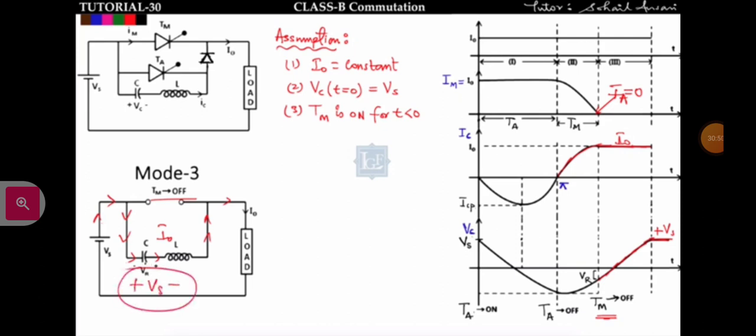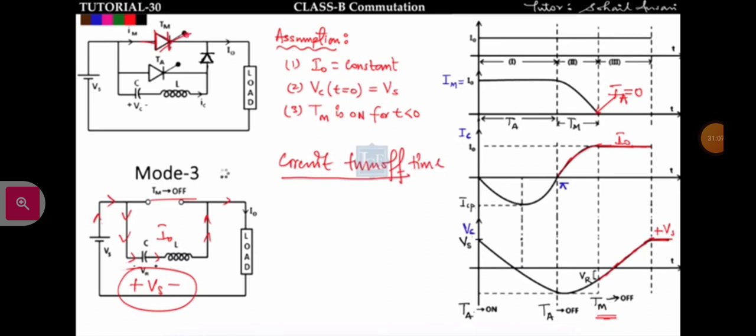Okay, and it will be open circuit. That is the end of mode 3. Now if I ask you what is the circuit turn off time. So what is the circuit turn off time? Circuit turn off time is defined as the time for which this main thyristor, main SCR, is in reverse bias.